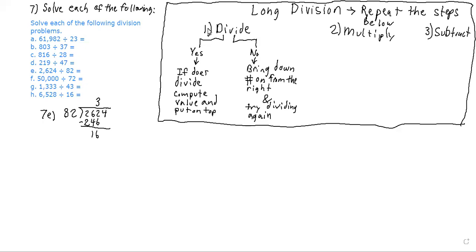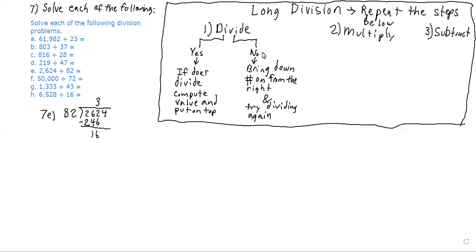Okay, so now we've done the subtraction, what do we do? We're going to repeat that whole process all over again. We're going to divide, multiply, and subtract. So now, what are we dividing into? Our answer. What do we get in the subtraction? We got 262 minus 246, we got 16. So we're going to say, does 82 go into 16? The answer is no. So we're dividing, and we got a no answer.